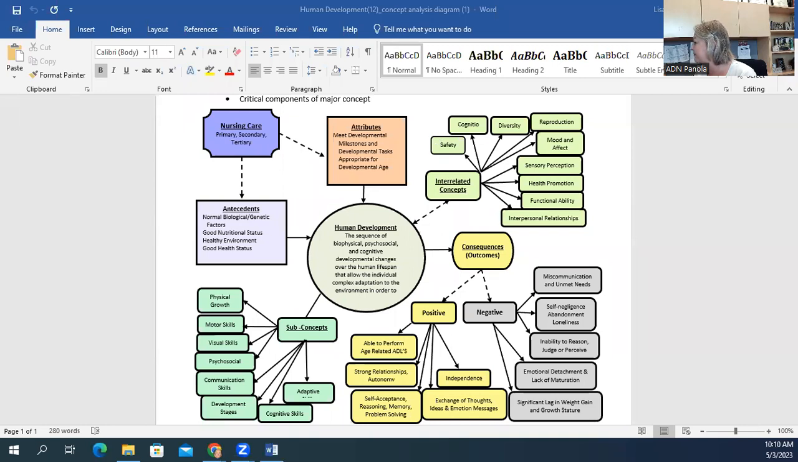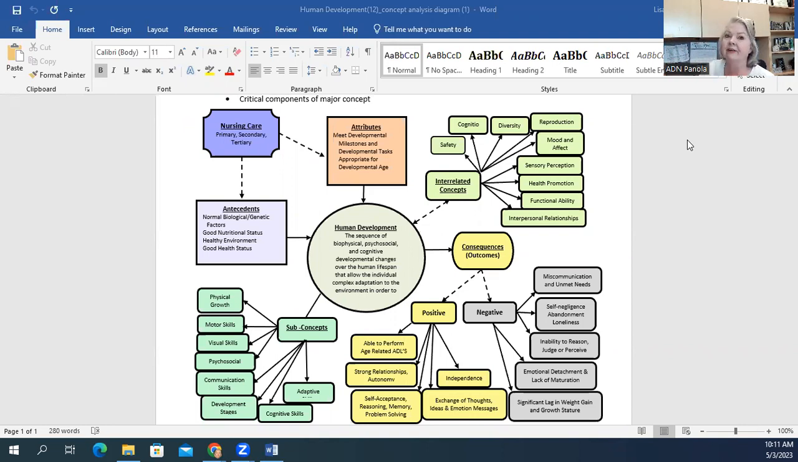We're going to be looking at the concept of human development. We're still in Unit 1. I'm about to share the screen so you can see the concept analysis diagram of human development. So let me go ahead and do that. Human development: the sequence of biophysical, psychosocial, and cognitive developmental changes over the human lifespan.